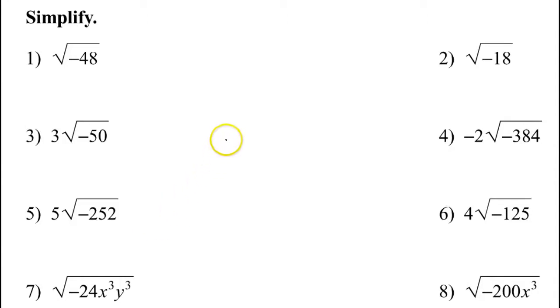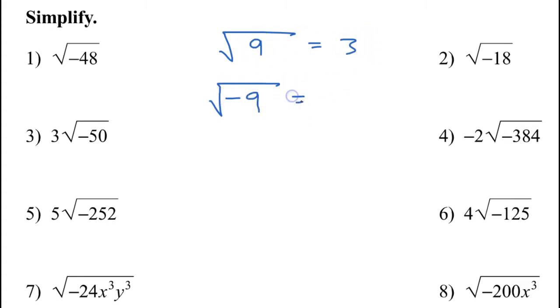In this video, I will show you how to simplify expressions involving imaginary numbers. Now, we know that if we take the square root of a perfect square like 9, for example, the square root of 9 is 3. On the other hand, the square root of negative 9, we can't take the square root of negative 9 because 3 times 3 is 9, but there's nothing times itself that's going to equal negative 9.